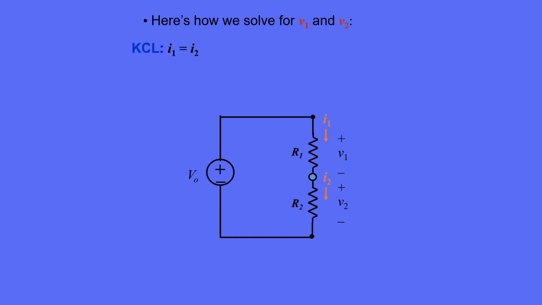We know from Kirchhoff's current law at the green node that I1 is equal to I2. We also know from Kirchhoff's voltage law around the one loop in the circuit that the sum of V1 plus V2 is equal to V0. And from Ohm's law applied to each resistor, we know that V1 is equal to I1 R1 and V2 is equal to I2 R2. We've obtained all the relevant information from the circuit, so we should be able to solve for the desired variables.